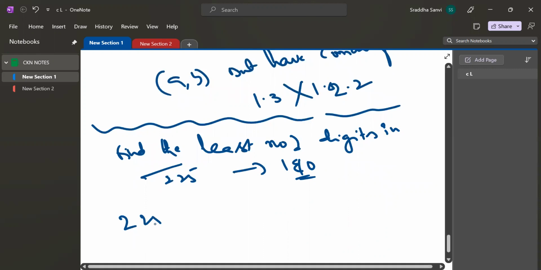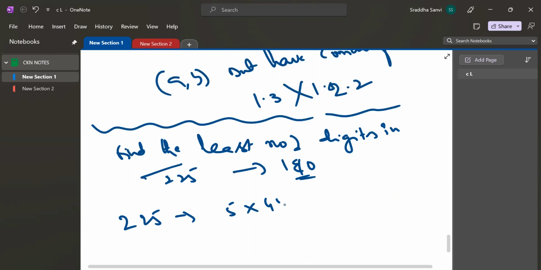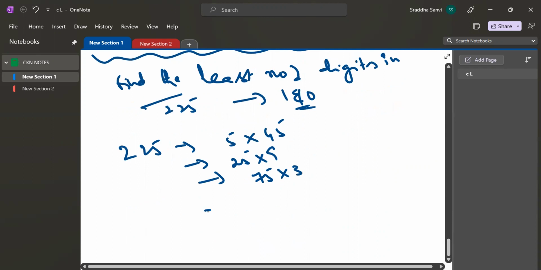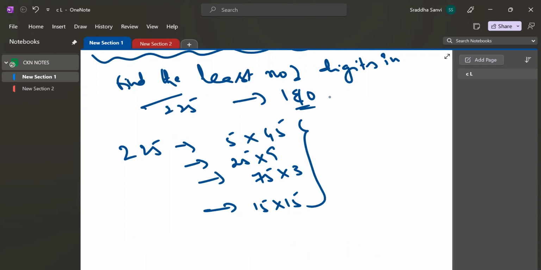First, I need to identify the divisibility rule of 225. I can say 5 into 45. I can take another 5: 25 into 9. Take a 3: 75 into 3. I can also say this is 15 into 15. These are the divisibility rules. So for 225, these are the A into B forms available. But we said they should not have any common factors.